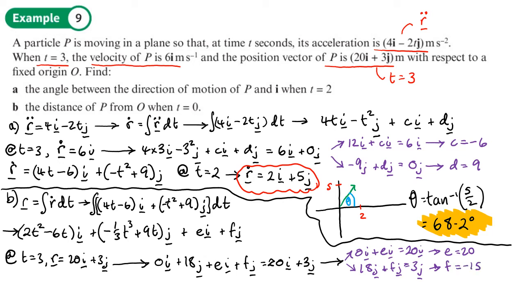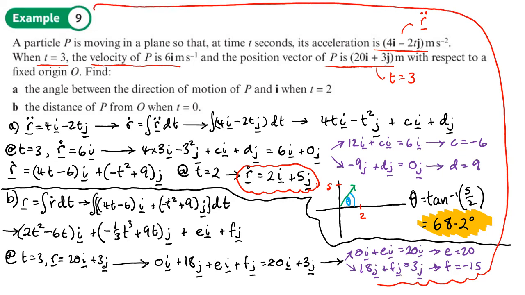I'm running short of space here, so I'm going to go right to the top of the page, because I've got no space left. So my full position vector r is going to be, now what did I have before? I've got 2t squared minus 6t plus 20. The 20 was the constant i, plus one third t cubed plus 9t minus 15j.